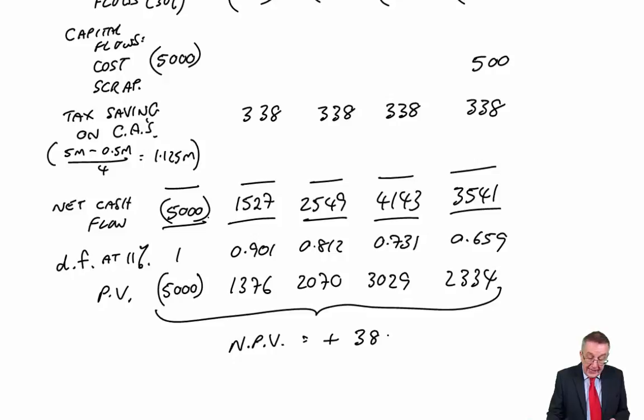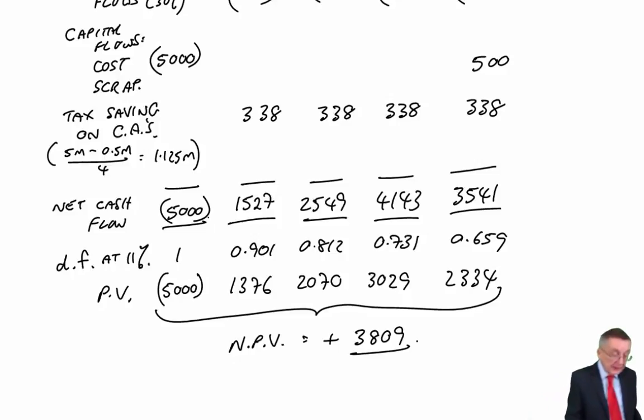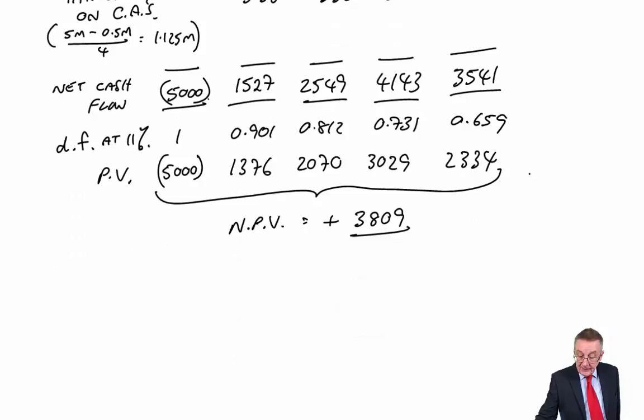Plus 3809, although remember that is thousands, 3,809,000. What did it say? And comment on its financial acceptability. Don't waste the last mark at the end. Although that's the bulk of the work, make sure that whatever answer you got, whether it's positive or negative, you make the right comment to go with it.